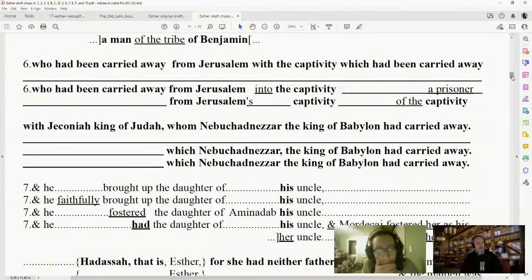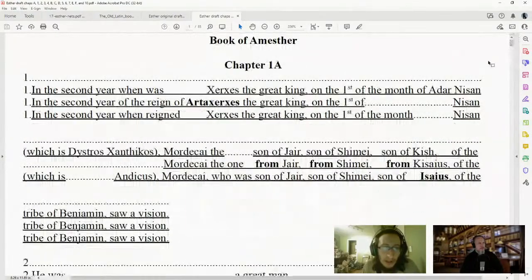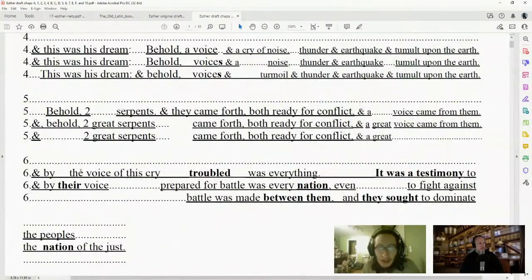Also, in general, we're going to see, like in chapter 1a, verse 5, you'll see, behold, two great serpents and a great voice. Versus the Alpha text, which says just serpents and just voice. Notice the Alpha text removes great in both instances. Both other versions have the word great both times. So that supports the idea that great has been removed from the Alpha text. As you can see, this is a process of determining which readings are more likely to be authentic.